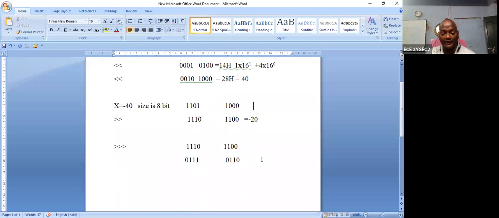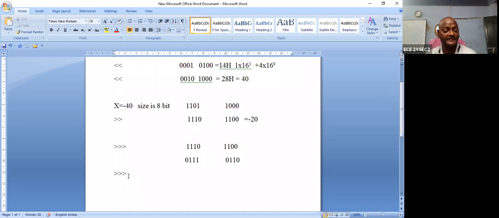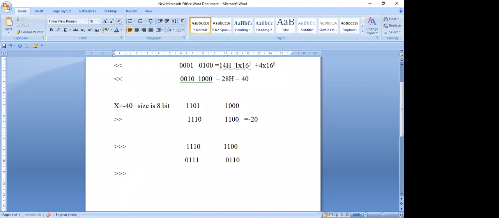Can you please tell me what is the next value? Nana, please respond. Is this the right shift or left shift? Hello? It's the right shift. Right shift, very good. Is it signed or unsigned? Unsigned. Okay, you are right.